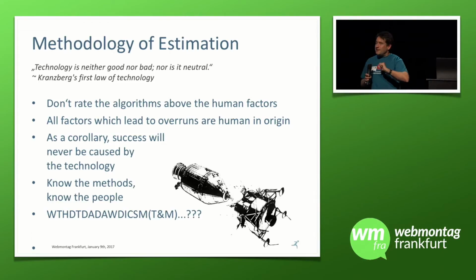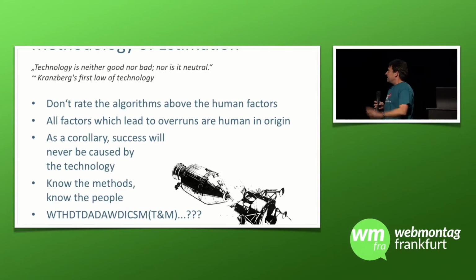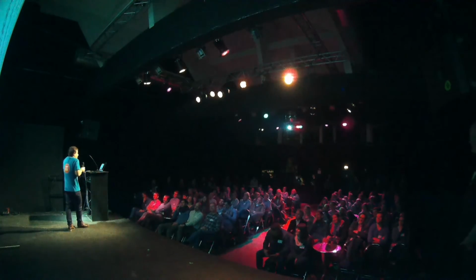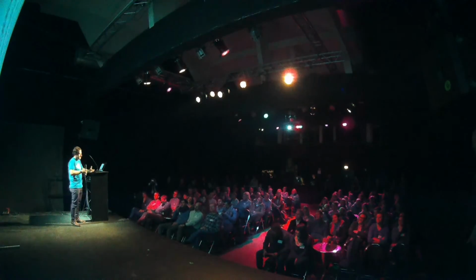Down below is my favorite algorithm for estimating software projects. I'm just going to take a quick cheat over here. It's called What the Hell Do They Do All Day and Why Does It Cost So Much Time and Money? That's the only algorithm which actually works, because that's the one we always use at the end of the project when everything's fallen to pieces.